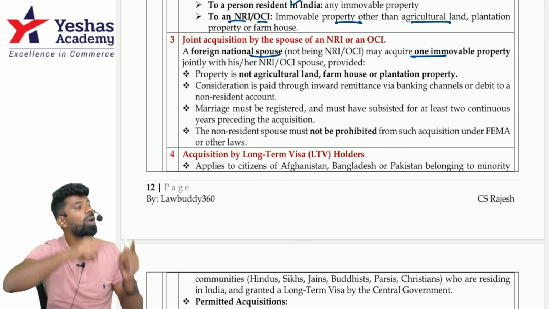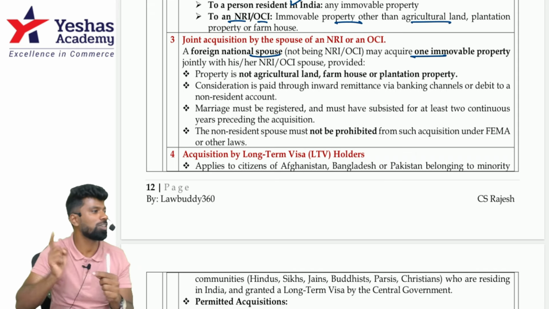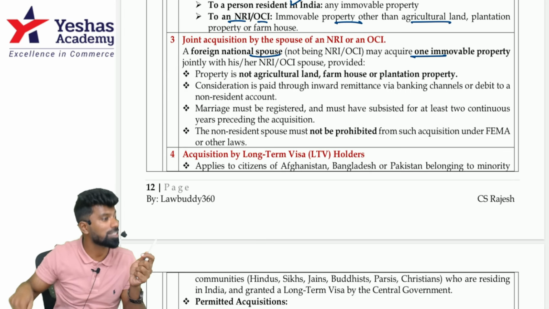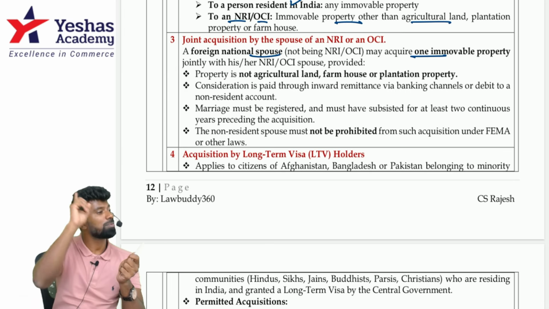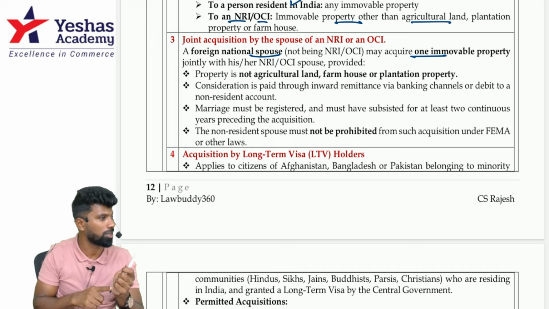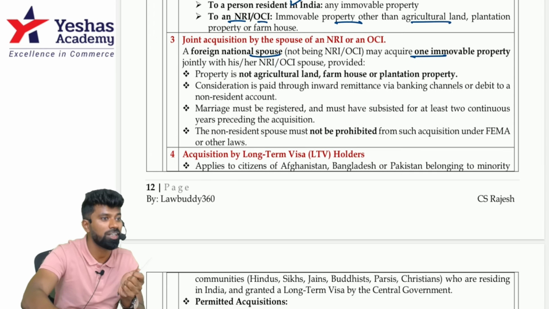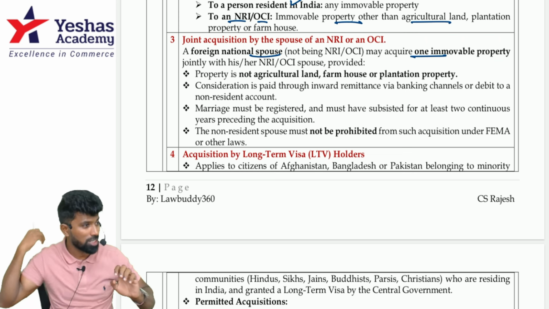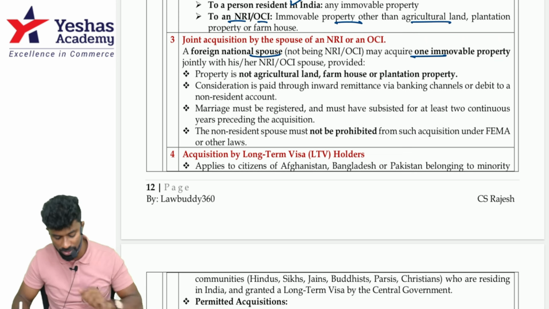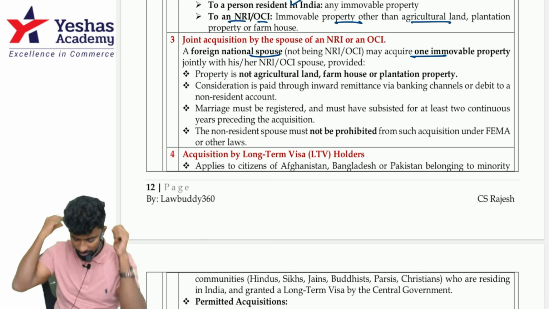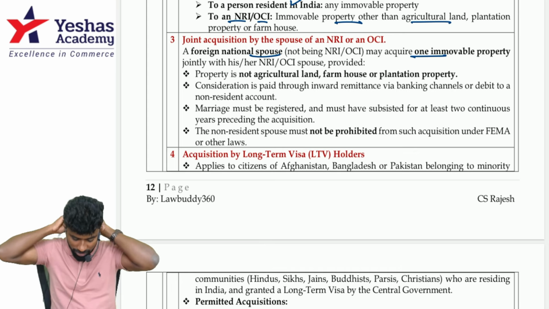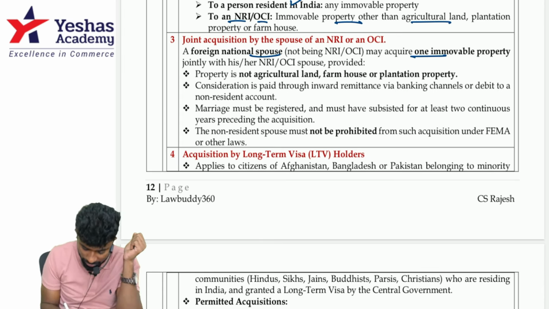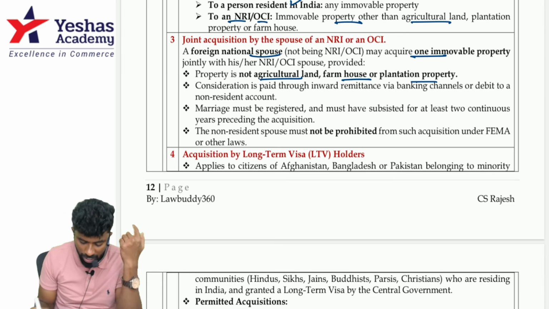What if he wants to acquire property jointly with his wife? Who is the wife of Kelvin? Can they both acquire jointly? Yes, but there are conditions. Now what if that person has no intention to stay married, and just because he wants to purchase property in India, he got married? That is the scheme. To avoid this kind of transaction, there are a few conditions to be satisfied. What is the first one? The property is not a farmhouse or plantation property.